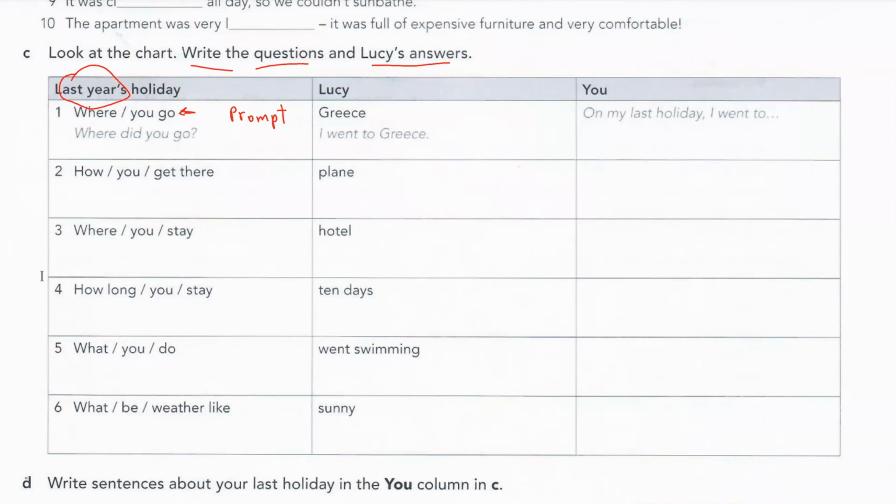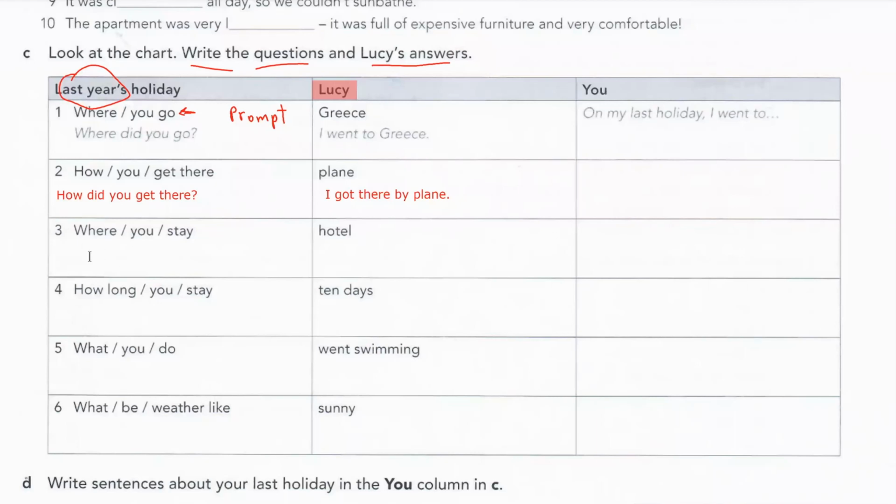Okay. Now I'm going to do the second. How did you get there? So plane. So I got there by plane. That's what Lucy is saying, right? So it's about Lucy. I got there by plane.